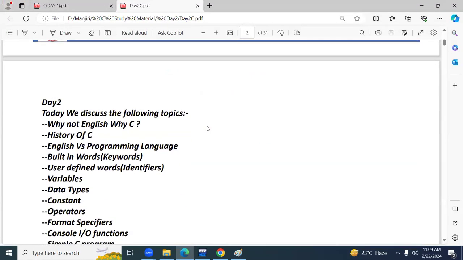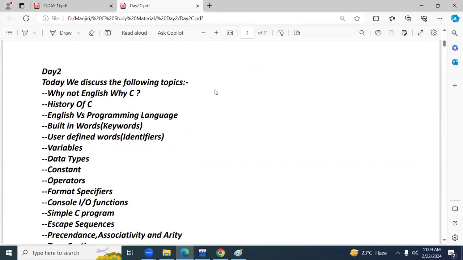So today's session, we are going to start with why we are learning C directly, that is, why not English, why C, then a little bit of history of C, and then English versus programming language. Whenever we are learning any language, there are some set of rules and regulations for understanding and writing it, how to write it, how to pronounce it. That is nothing but the grammar rules.